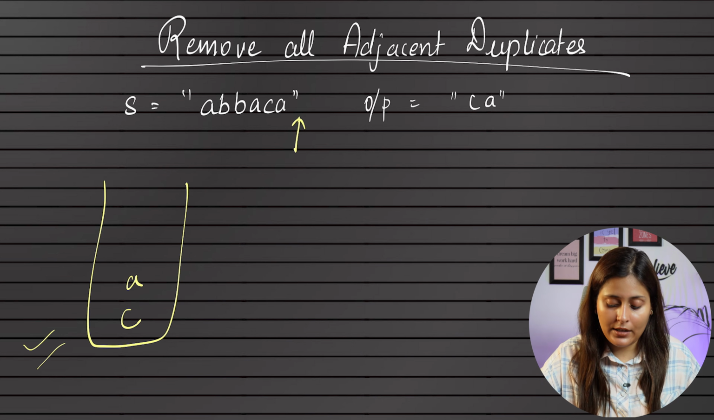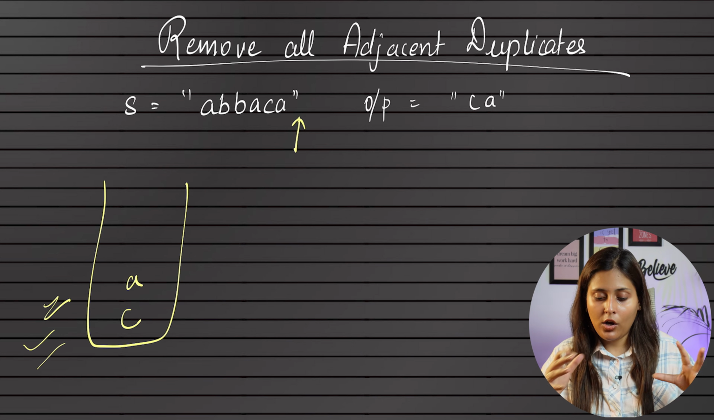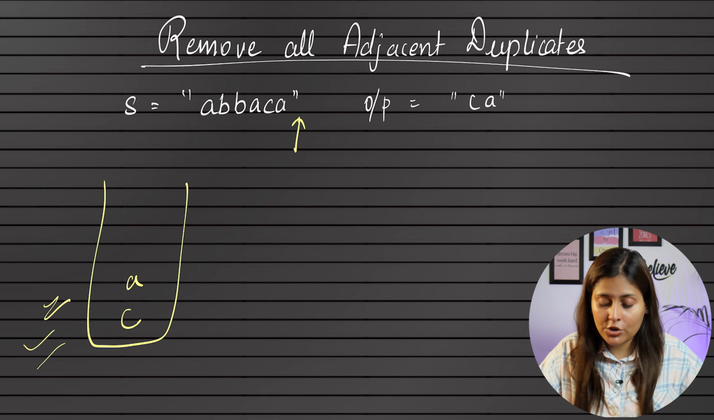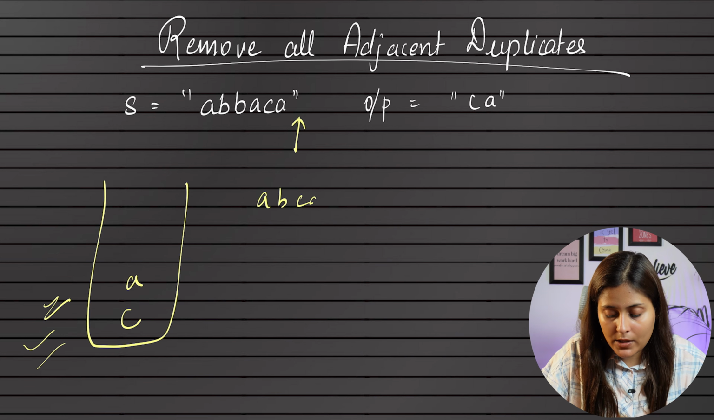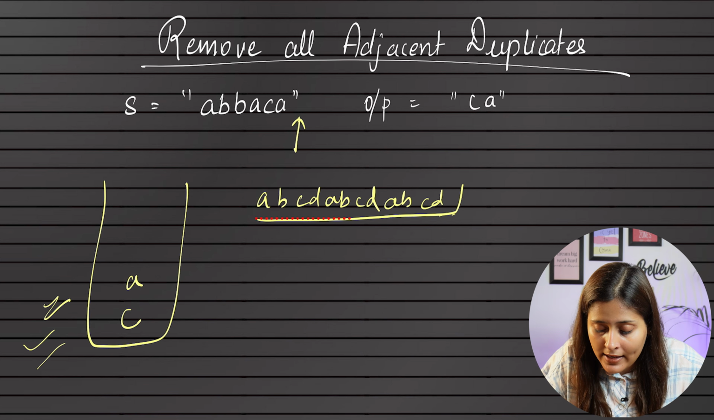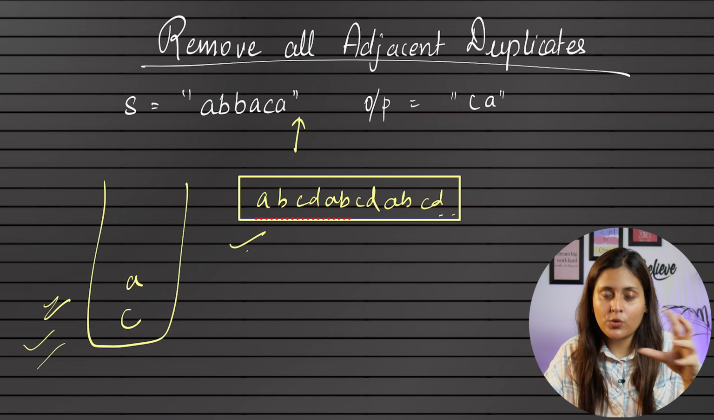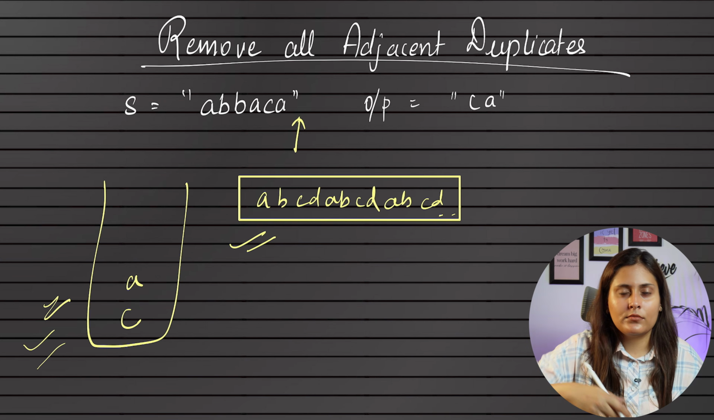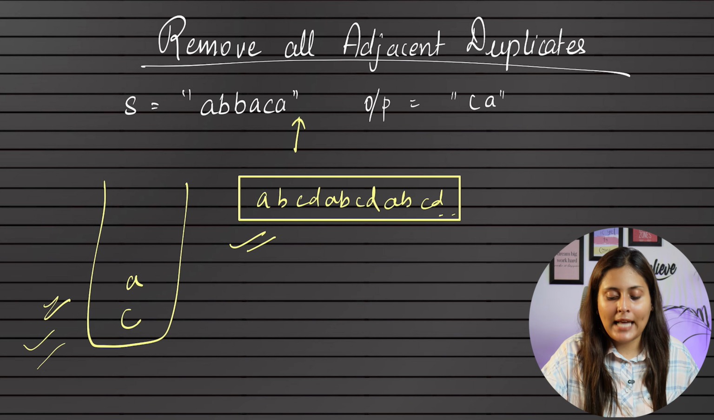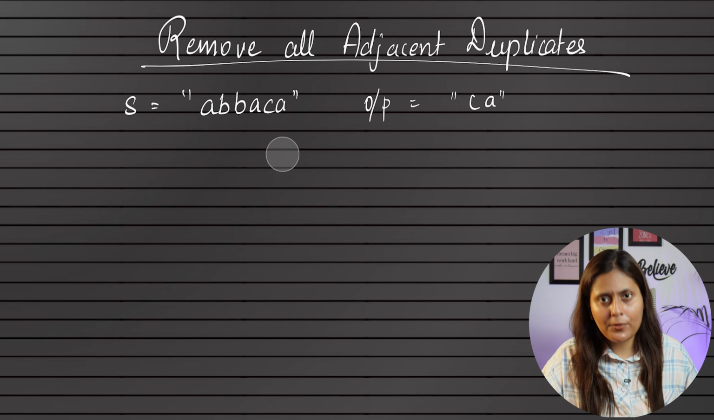Obviously we are going to take O of n in the worst case. What if there are no duplicates, or duplicates that are not consecutive, like A, B, C, D, again A, B, C, D, and so on? Then no such characters are adjacent to each other as duplicates. So in this case you will end up adding everything in the stack. So O of n space complexity, and time complexity is O of n, which is a far better optimized approach compared to the brute force one.